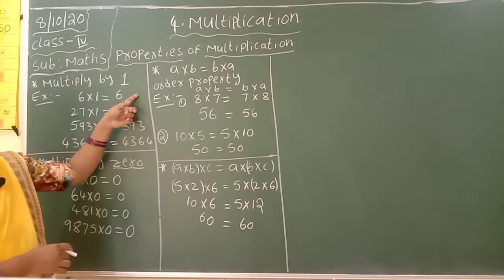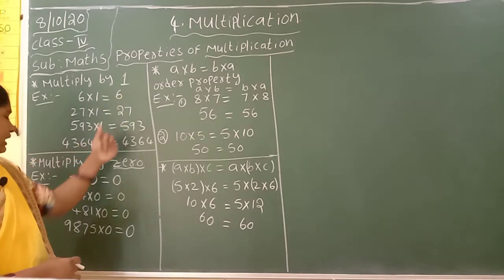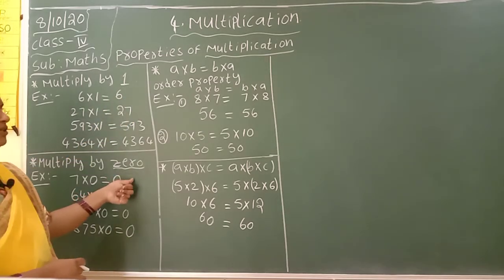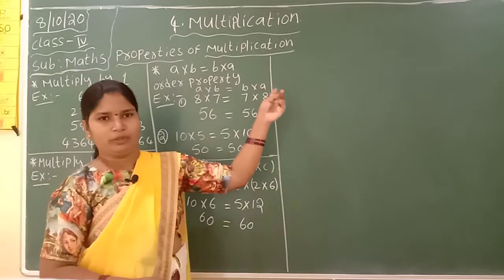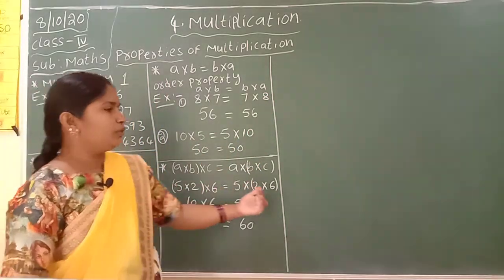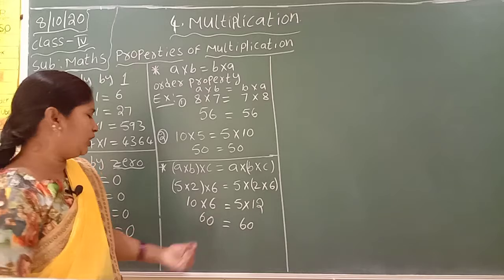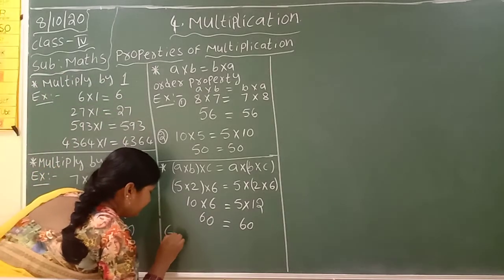The first one is multiplying with 1. Second one, multiplying with 0. Third one, order property. Fourth one, grouping property. It is called the grouping property.